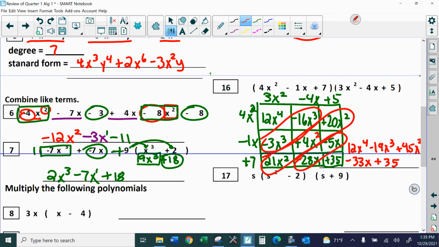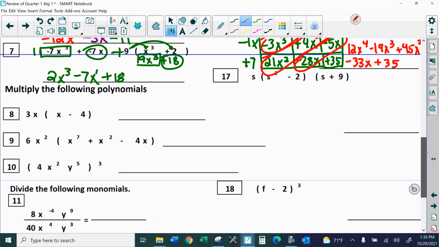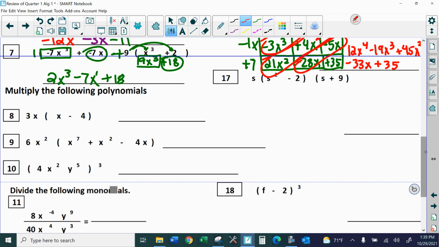Okay, so that's the box method. If you like that over the vertical, go ahead and use that. It doesn't matter. Those are the two most common ways, nowadays at least. All right, now we have a monomial times a binomial times a binomial.